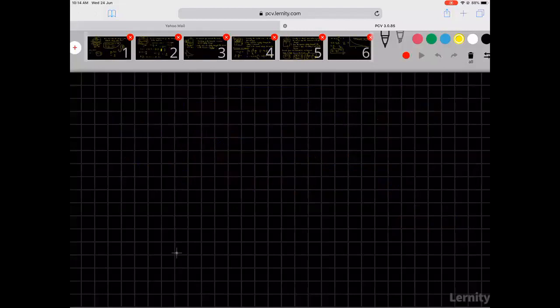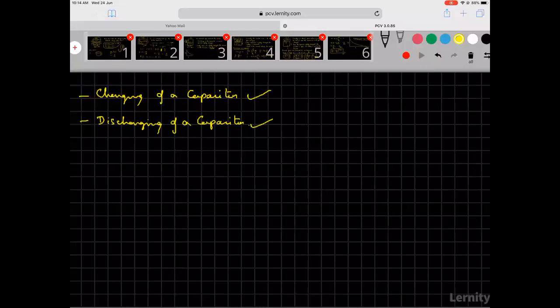Yesterday I spoke to you about charging of a capacitor. Today I spoke to you about discharging of a capacitor. When a capacitor is getting charged, charge goes on and gets stored in the capacitor. When the capacitor is getting discharged, charge moves out of the capacitor. So these are the two points. If you are able to understand this, please give some indication.